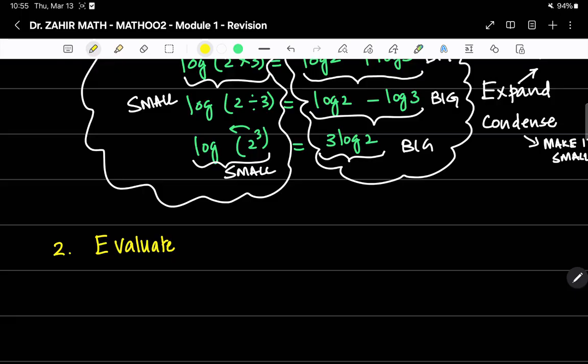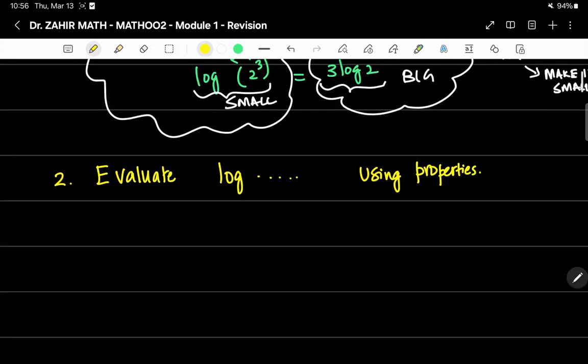Evaluate means find, okay? Or evaluating. So logarithmic functions using properties. Using what? Properties. So you will get small questions in that. Evaluate logarithms using properties.